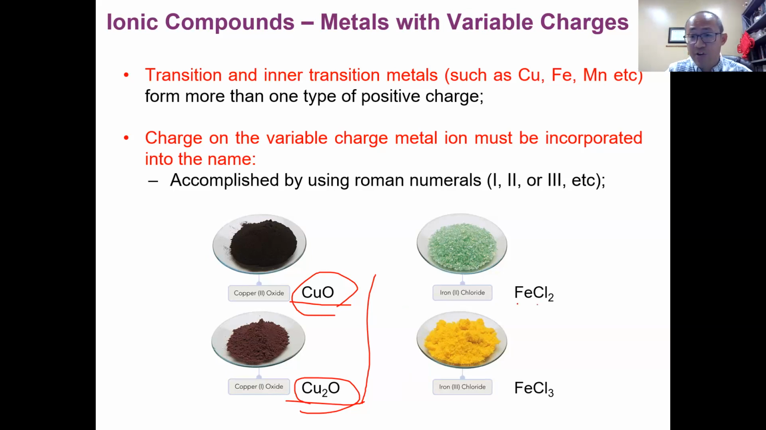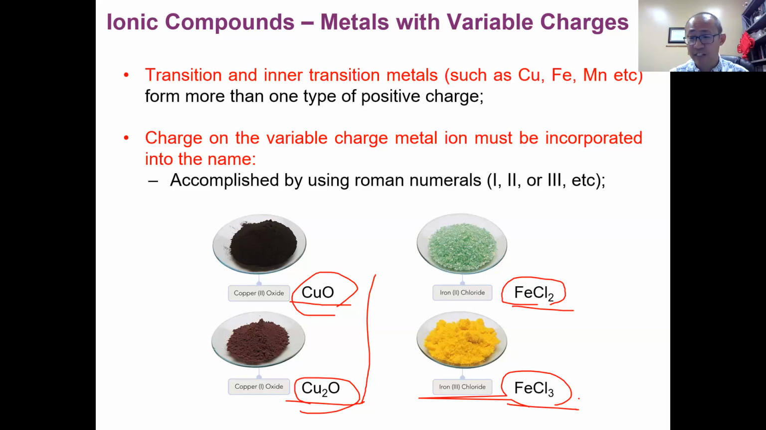See that? The same here, iron could be iron 2 or iron 3. If iron 2 with chlorine, it will be FeCl2. If iron 3, it will be FeCl3. So you see that for these metals, because of the multiple charges, when they make ionic compounds with nonmetals, they come in different formulas, different types of ionic compounds. And these ionic compounds are actually different. So how do we tell the difference?